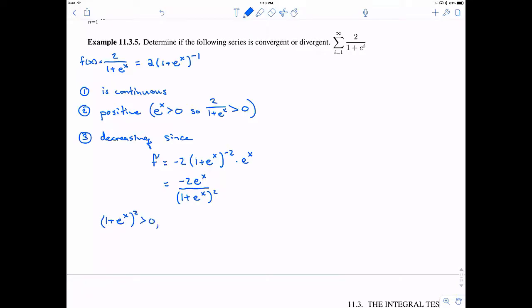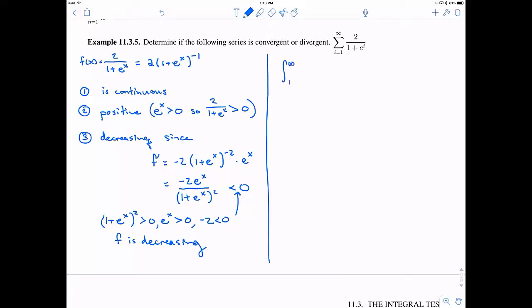So now let's see, why would this be negative? Well, the denominator is always positive, e to the x is always positive, and negative 2 is always negative. So we have a negative times a positive divided by a positive, that's going to be negative. And therefore, because the derivative is negative, we know that the function itself is decreasing. All right, we've set it up. We can now apply the integral test.